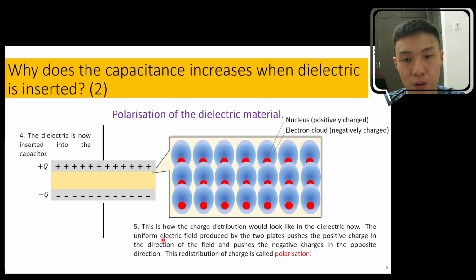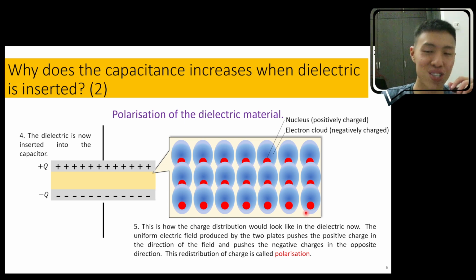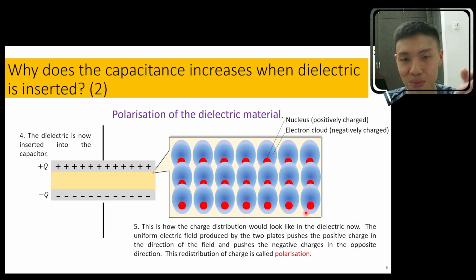The uniform electric field produced by the two plates pushes the positive charge in the direction of the field and pushes the negative charge in the opposite direction. So the positive nucleus will get attracted to the negative plate. The electron cloud will get attracted to the positive plate. So the positive nucleus will try to shift downward. Actually, I don't think they can really shift, because the nuclei are usually heavy. You can't really attract them that way. But the idea is one will want to move to one side.